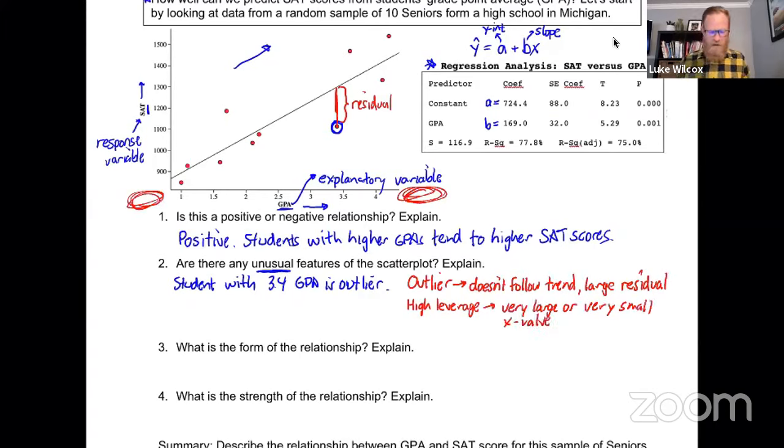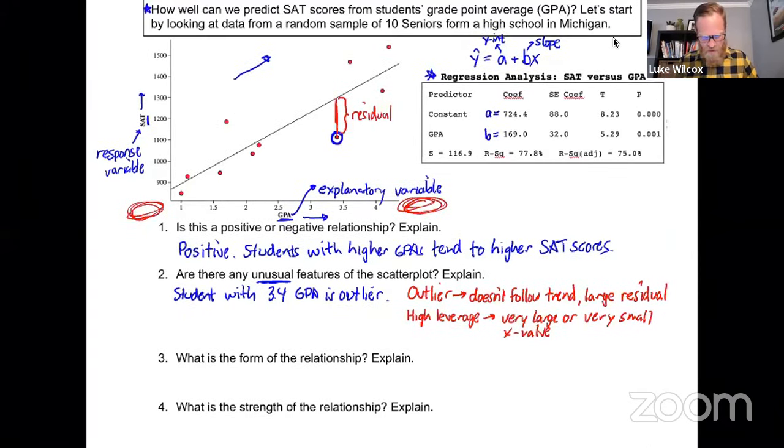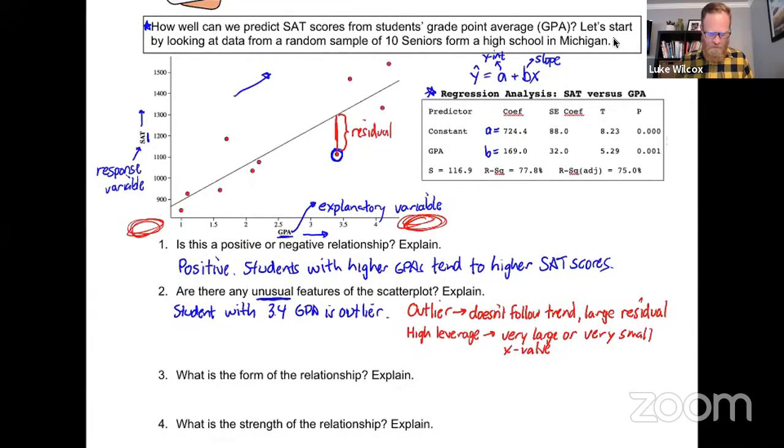So you're looking for a dot that's sort of far away from the rest of the dots in the positive X direction or the negative X direction. And we don't tend to have that here in the picture. Most of the dots are sort of fairly clumped together. We don't have one that's way far off on the right or way far on the left. So I wouldn't indicate here that we have any high leverage points.